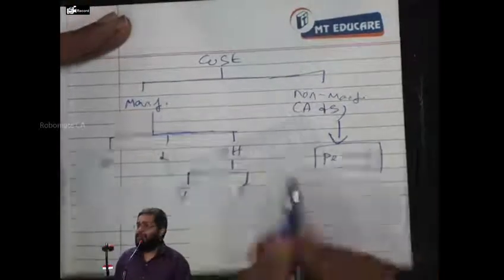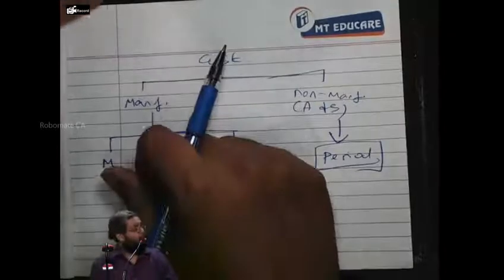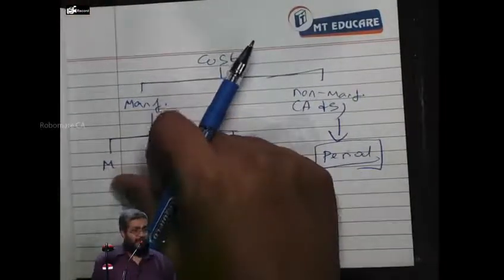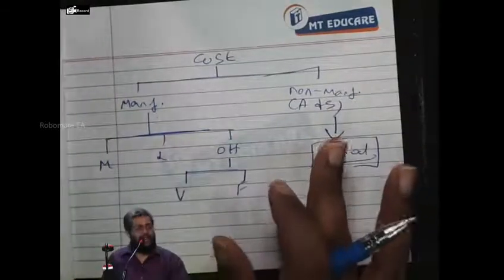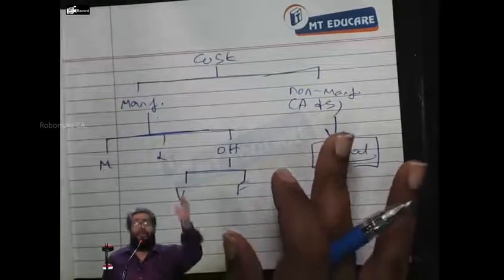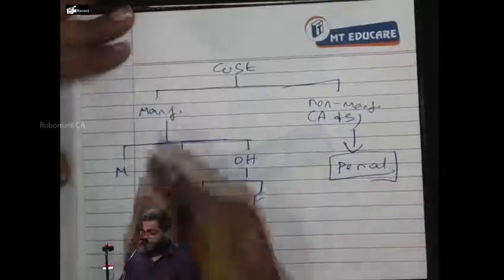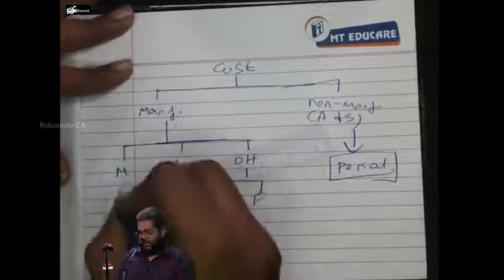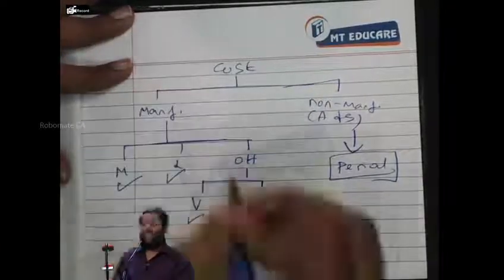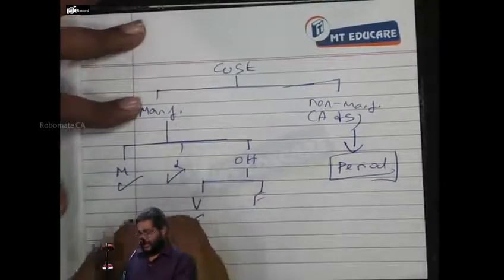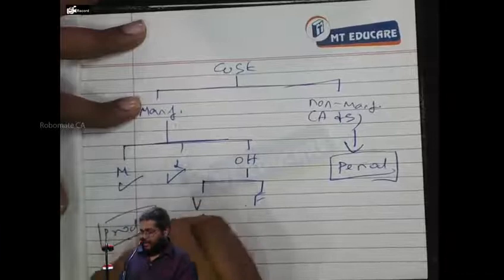Will a variable selling expense go for stock valuation? No. A fixed selling expense also does not go for stock valuation. So whether it is variable or fixed, I don't worry. If a cost is non-manufacturing, it is always a period cost. Point number one, over. And for manufacturing costs, material, labor and variable overheads, I clarify these three are product cost.